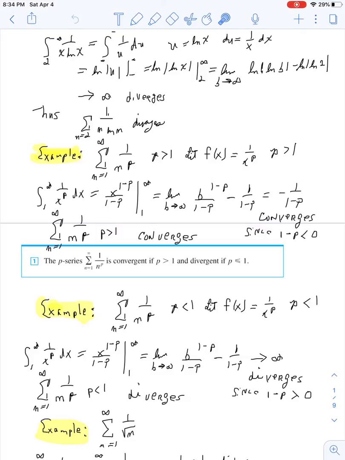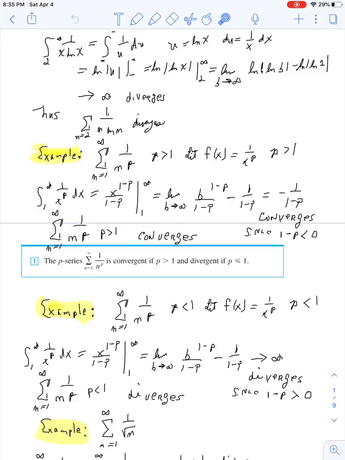And the integral test says that if this integral diverges, then this series, 1 over n to the p, where in this case p is less than 1, also does what? Diverges. Okay, and that gives us both this example here and this example here.